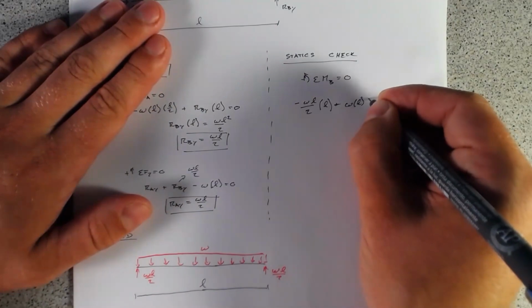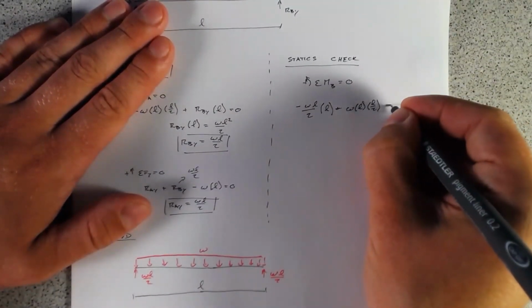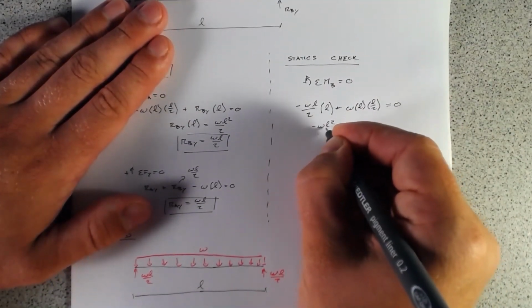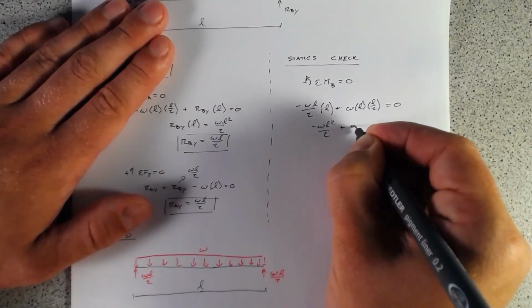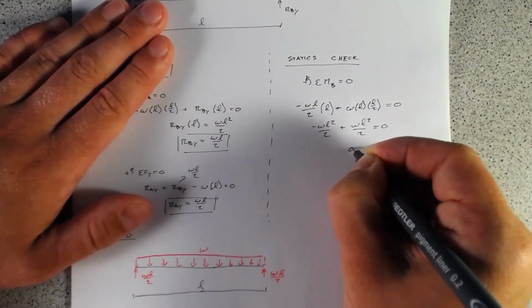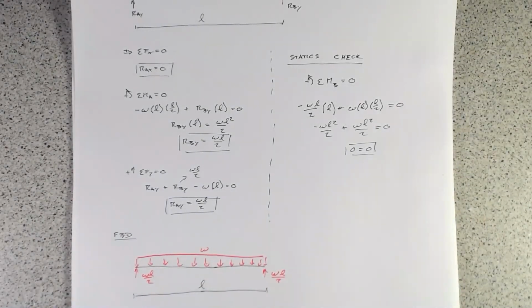And it's going to be L over 2, and that needs to equal 0, and so we get minus WL squared over 2 plus WL squared over 2 equals 0. 0 equals 0. Good. So our statics check is done. It's done correctly. So now we can move on to drawing the shear and bending moment diagram.